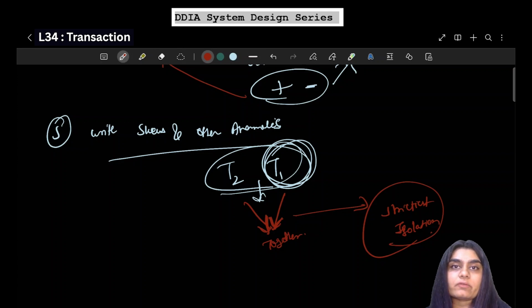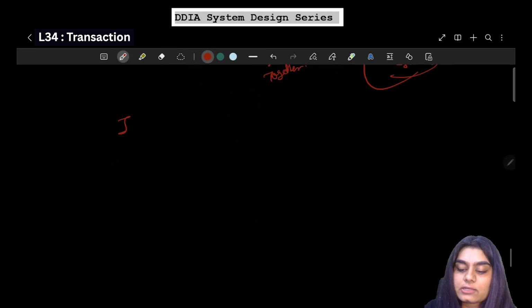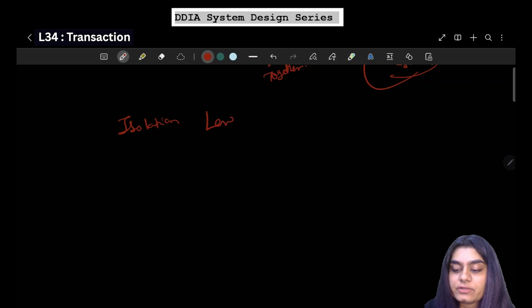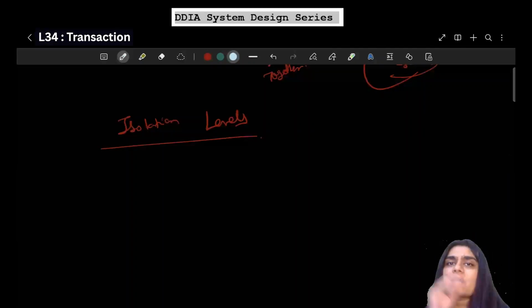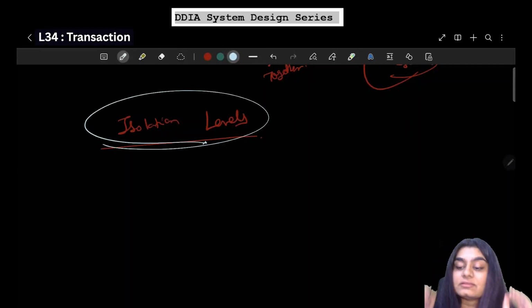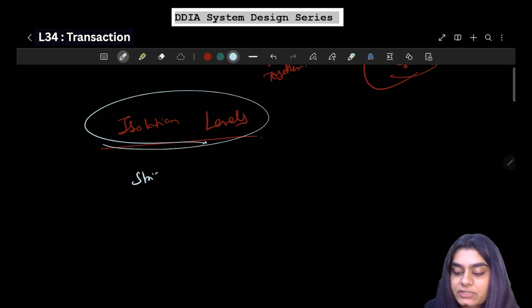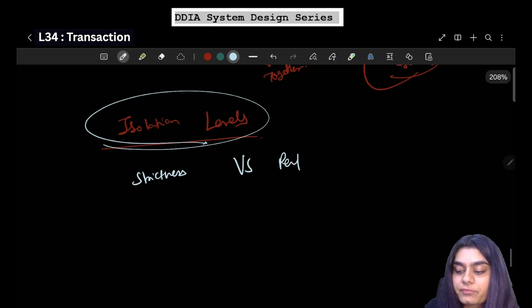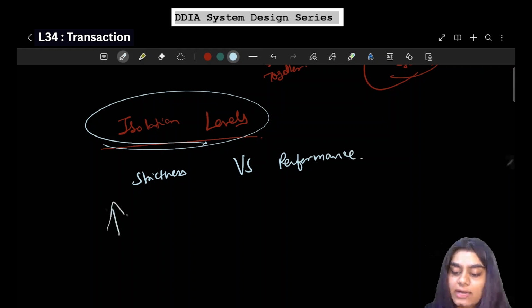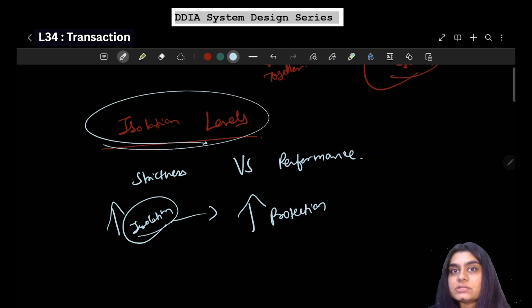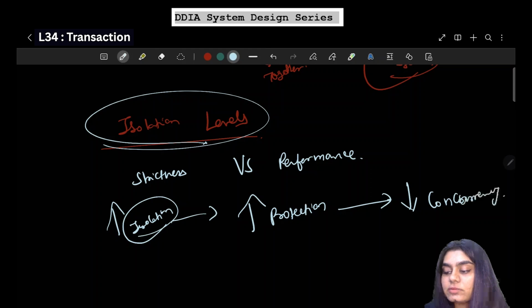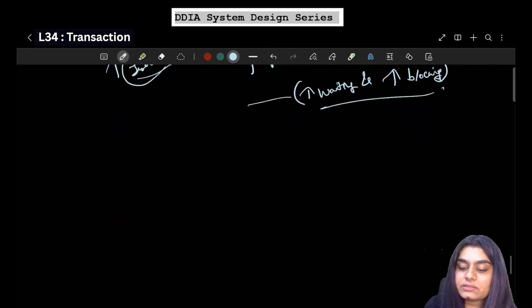Okay, so let's talk about isolation levels now. Most database systems offer configurable isolation levels that balance strictness versus performance. The higher the isolation, the more protection it provides against anomalies, but at the cost of lower concurrency. That means more waiting and more blocking takes place.